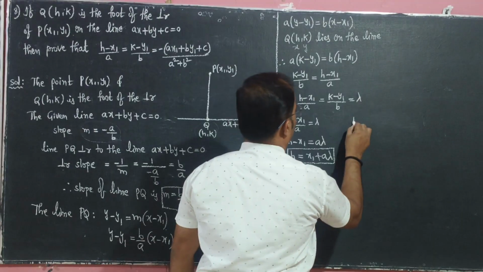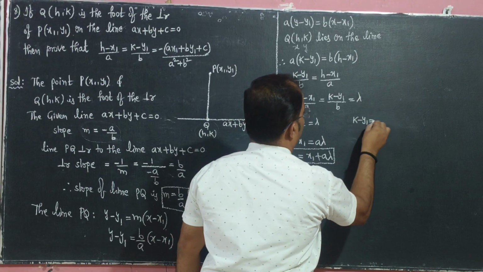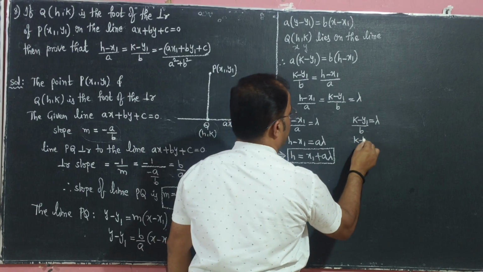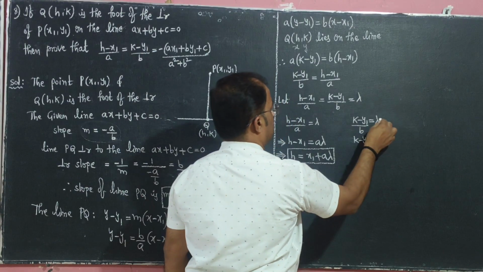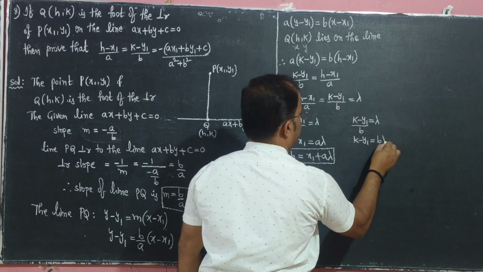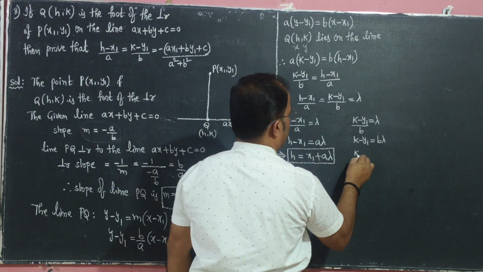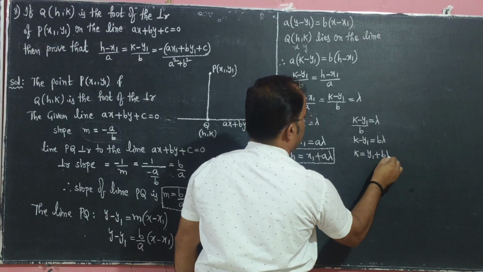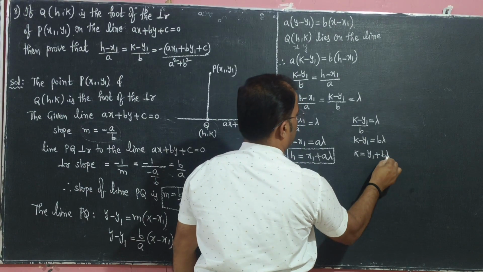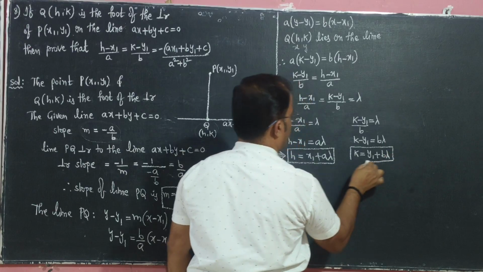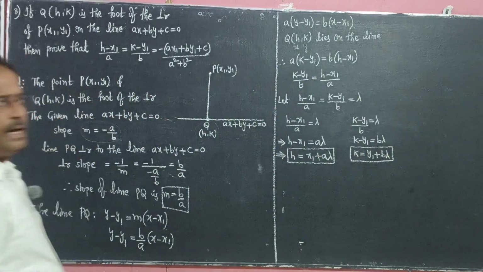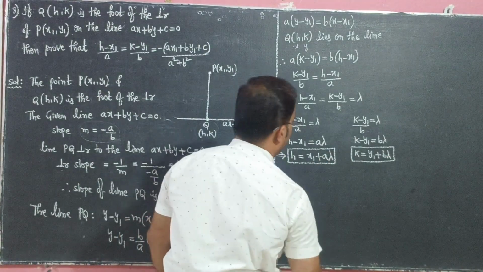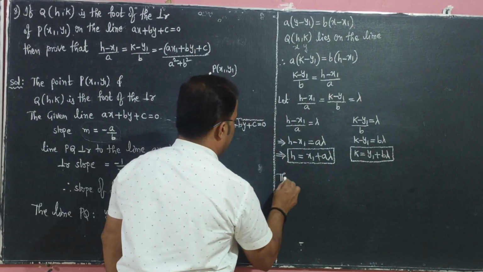Now the second term equal to lambda. k minus y1 over b equals lambda. So k minus y1 equals, the division becomes multiplication, b lambda. So k equals y1 plus b lambda, minus y1 becomes plus y1. Clear? So the k value is also completed. Now the h value and the k value are both completed, which means the given line equation.